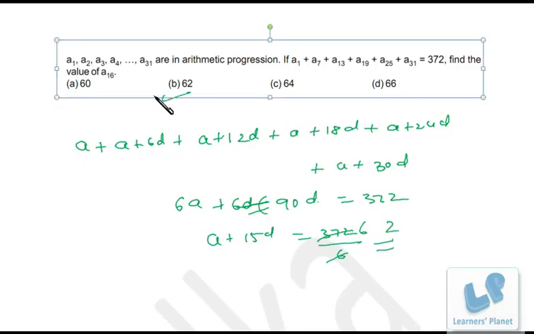Right? Very simple problem. No need to go for any sort of shortcut, because to apply a shortcut will take more time. Instead you can do it directly, right? Quite easy.